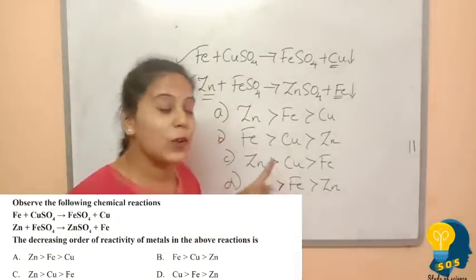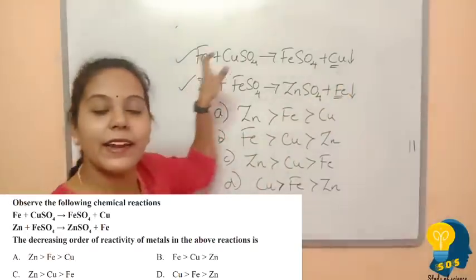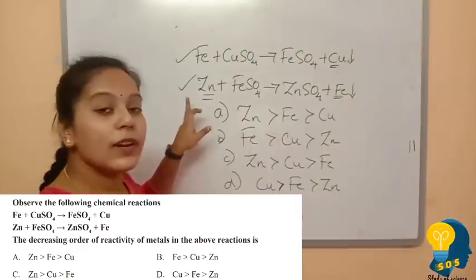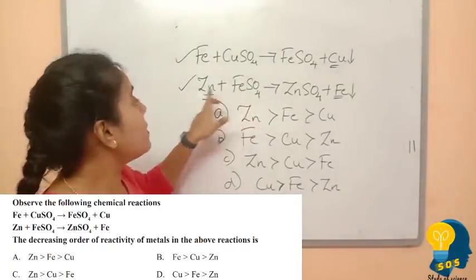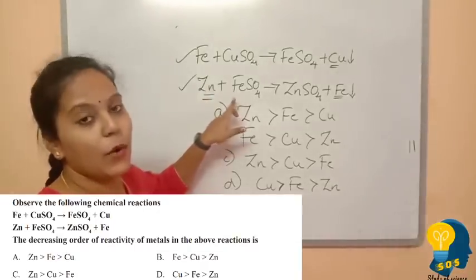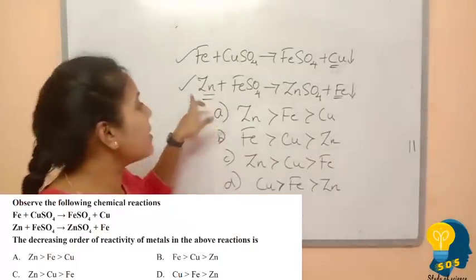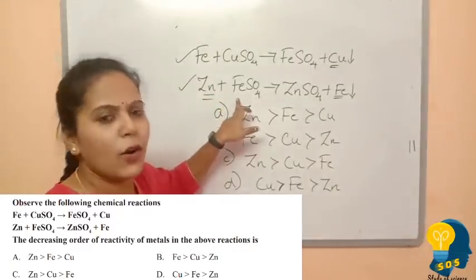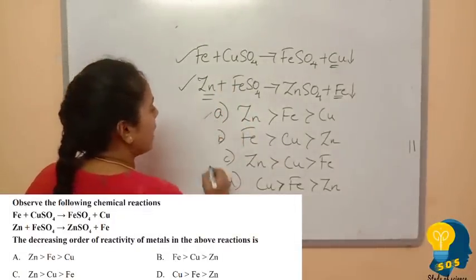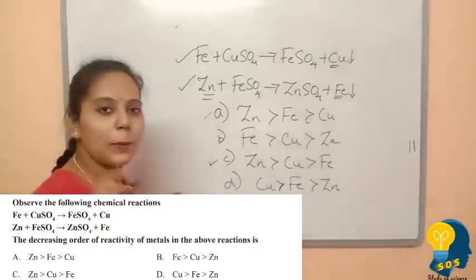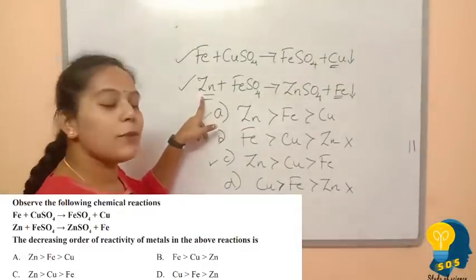If you observe the chemical equations here, iron, when it is combining with the copper sulfate solution, is displacing copper, because iron is more reactive than copper. When we look at the second equation, zinc combines with the ferrous sulfate, and zinc is more reactive than iron. So zinc displaces iron from the iron sulfate or ferrous sulfate solution. So zinc is more reactive. Option A and option C, you have to keep in mind, not option B and option D.